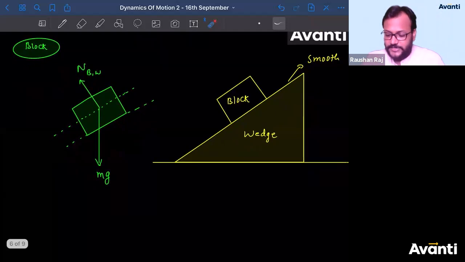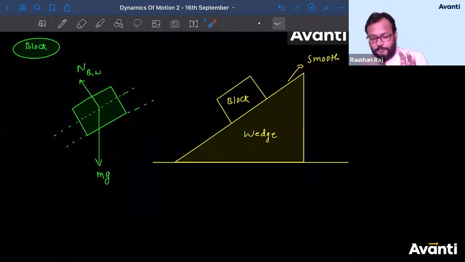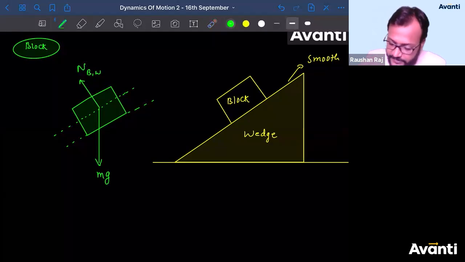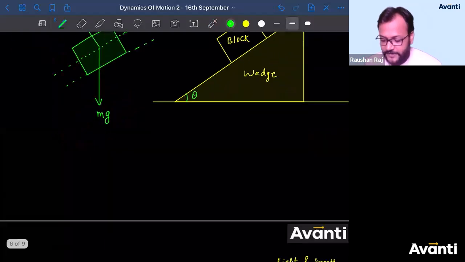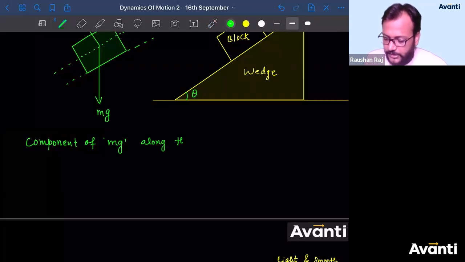Guys, this is not the only thing that you have to understand. There are a few other things. When you are writing the force equations, you have to write the forces in a particular direction. You have to write the net forces in a particular direction. If I ask you to write the component of mg along the plane, if this is the angle theta, tell me, what will be the answer?